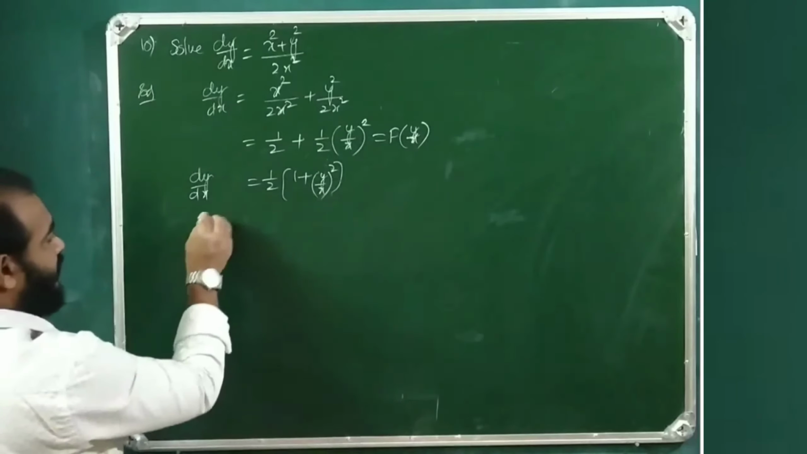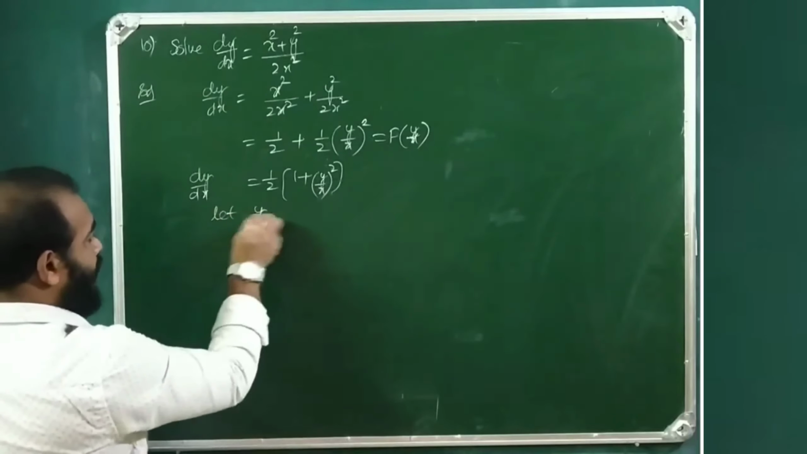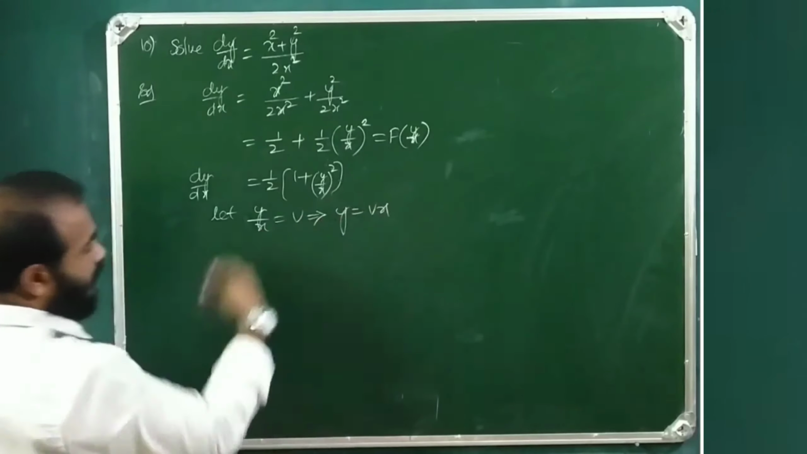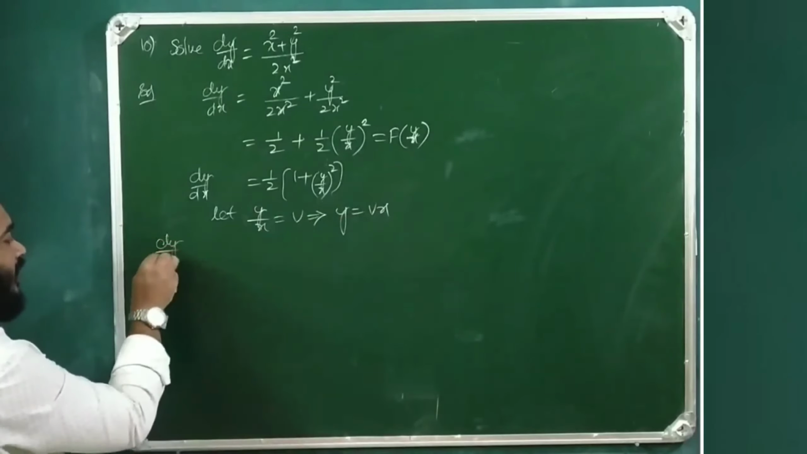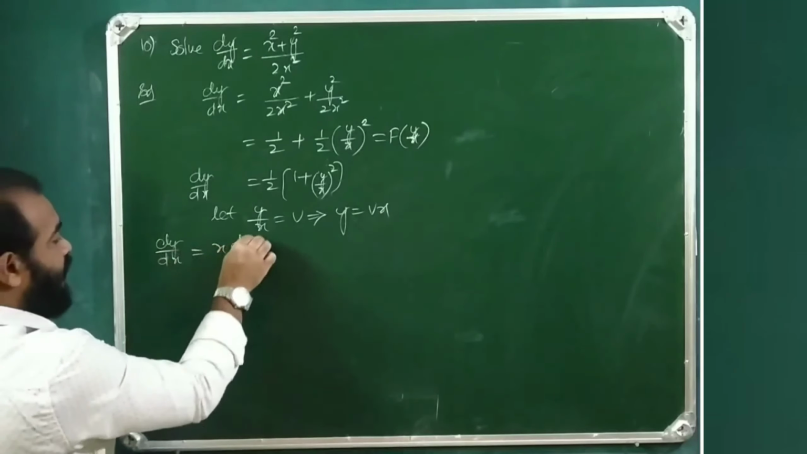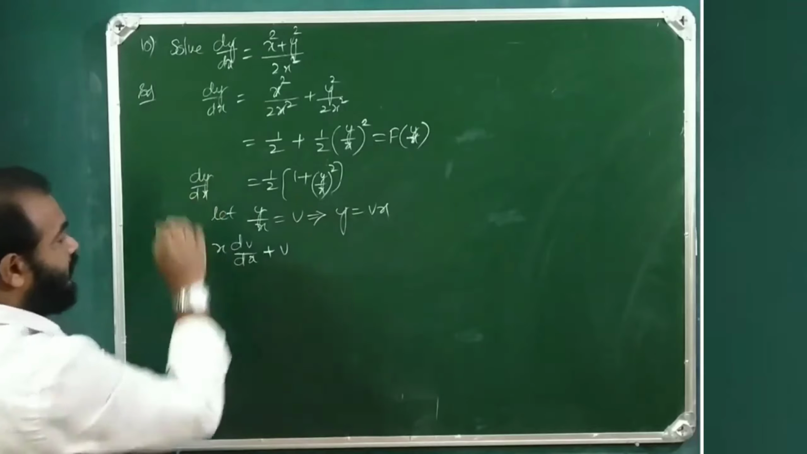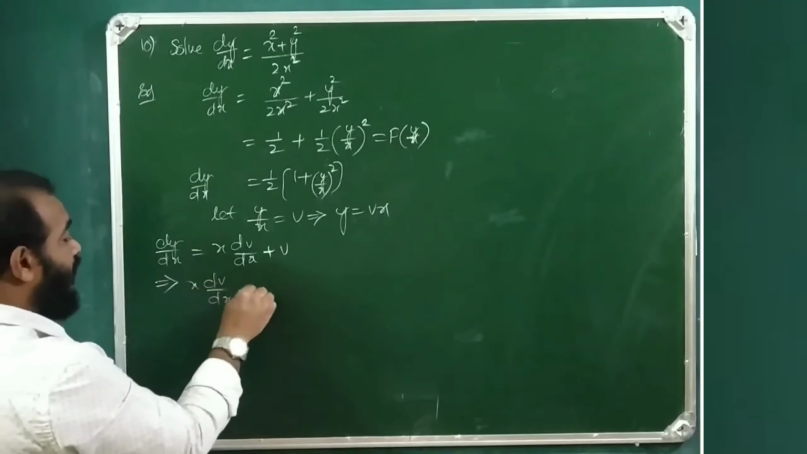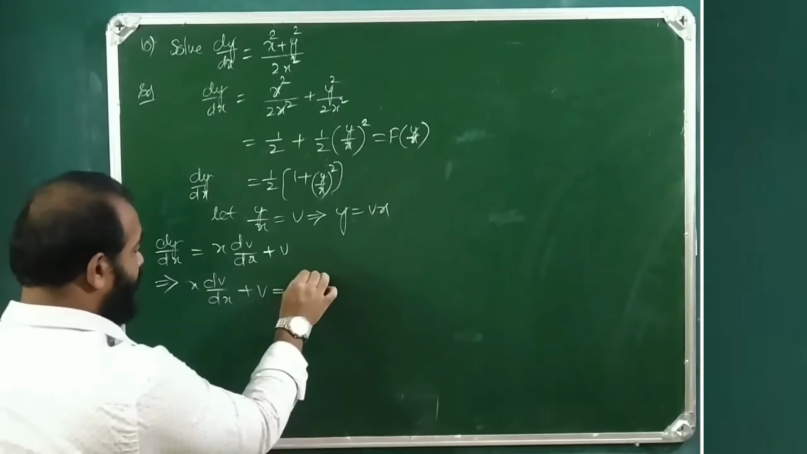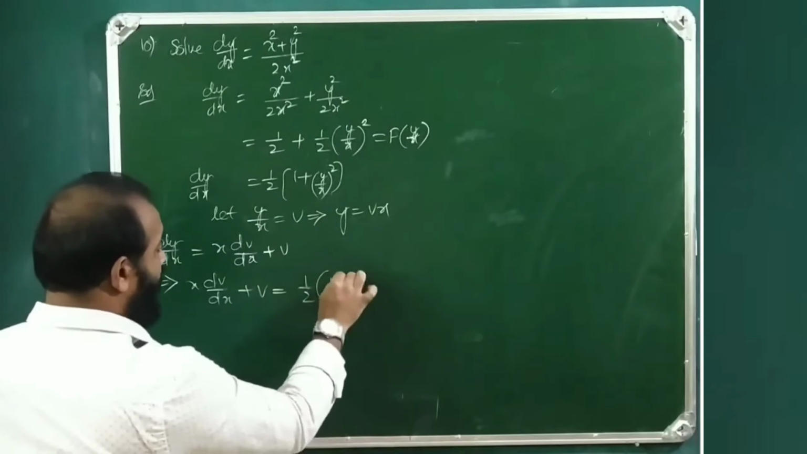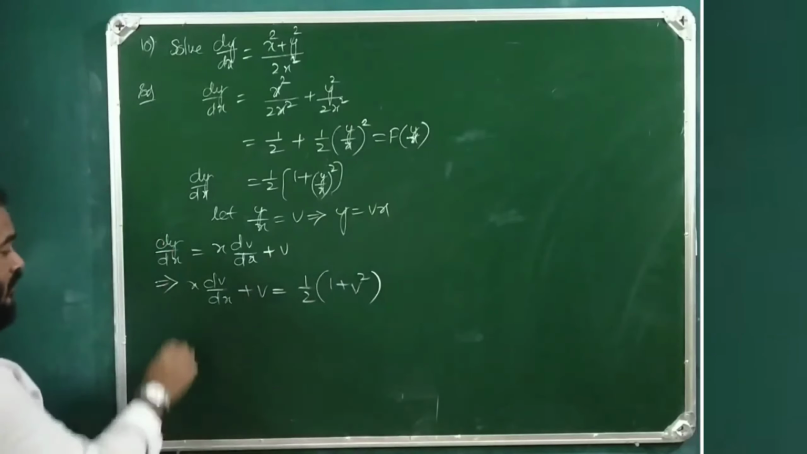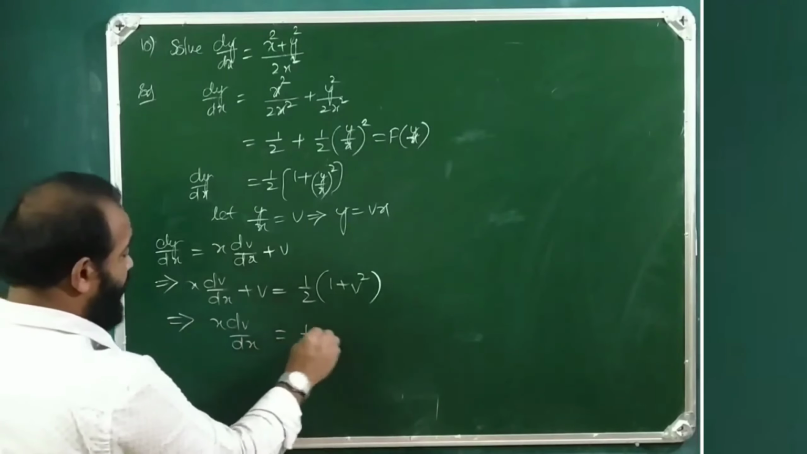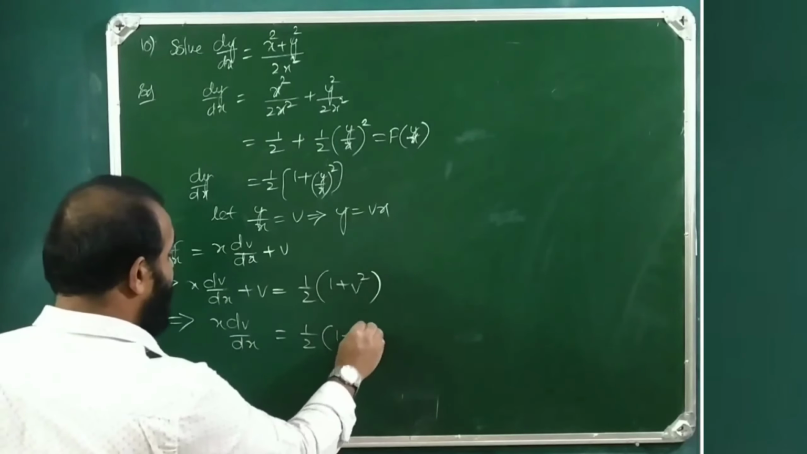So let us take y by x as v. Let y by x equal v, y equals vx. Differentiating, we get dy by dx equals x dv by dx plus v. Substitute here: x dv by dx plus v equals 1 by 2 into (1 plus v square). So x dv by dx equals 1 by 2 into (1 plus v square).